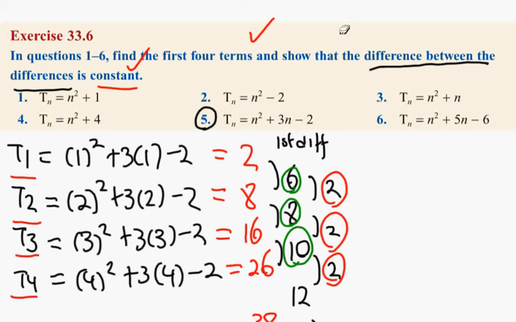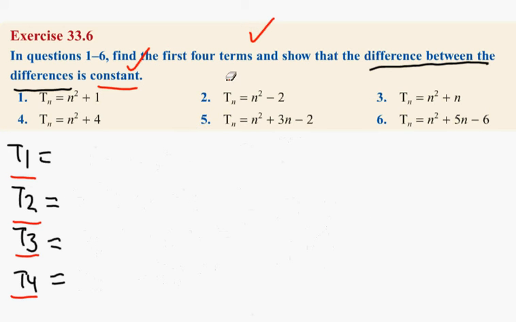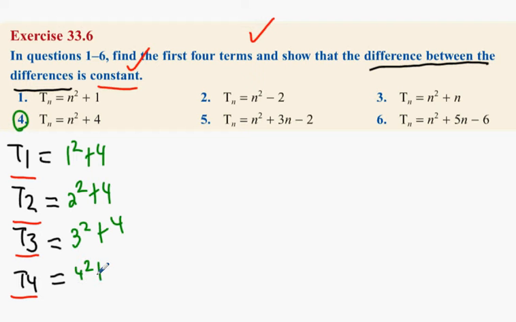Okay. I'll do another one, okay? Another one's a good idea. I'll do number 4. N squared plus 4. Does that make sense? 1 squared plus 4, 2 squared plus 4, 3 squared plus 4. Everybody pay attention. 4 squared plus 4. We got 5, 8, 13, and 20. That's T1 is 5, T2 is 8, T3 is 13, T4 is 20.